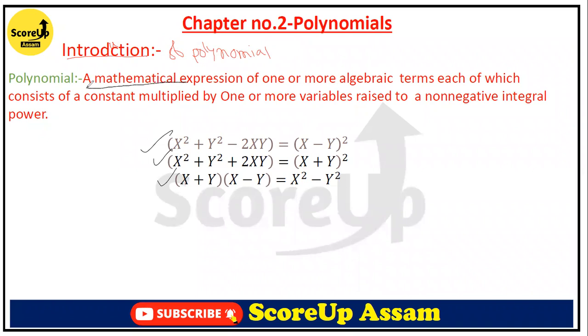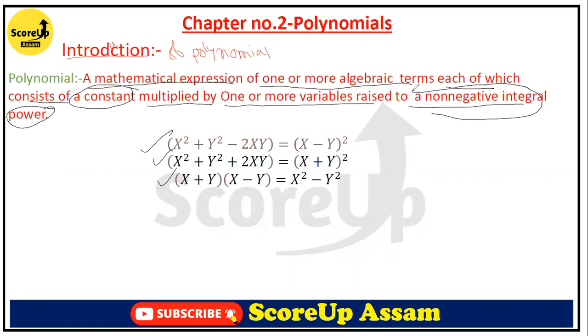A polynomial is a mathematical expression of one or more algebraic terms, each of which consists of a constant multiplied by one or more variables raised to a non-negative integral power, which is very, very important. A non-negative integral power is very important.